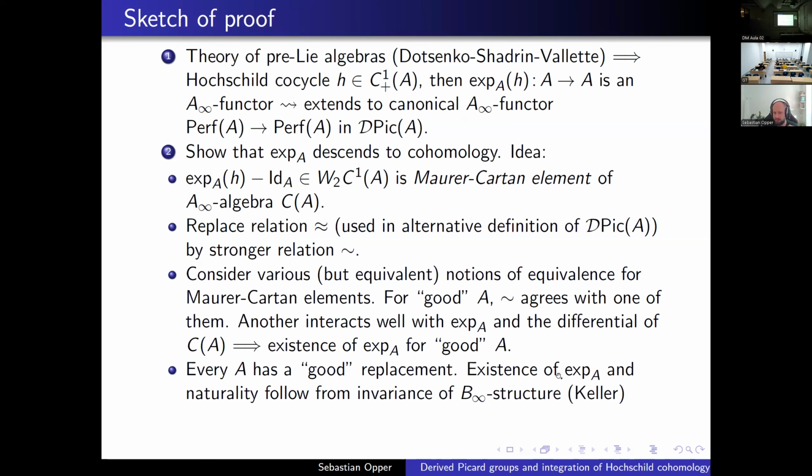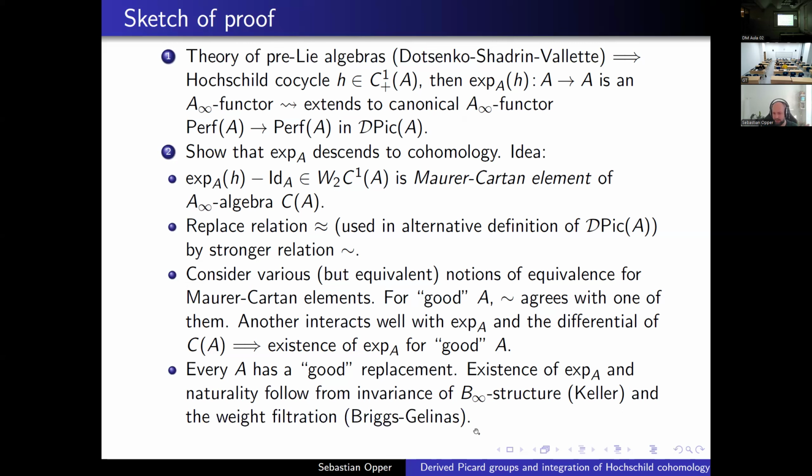And then you use the invariance of this B infinity algebra structure, a much stronger thing than just the invariance of the Hochschild cohomology, which is a theorem by Keller, to establish both the existence and the naturality that I talked about at the same time, basically. But you need to go through this intervening step. So this is surprisingly difficult. Often checking that something descends to cohomology is the easy part, and defining the function at first is the difficult bit, and here it's sort of reversed.